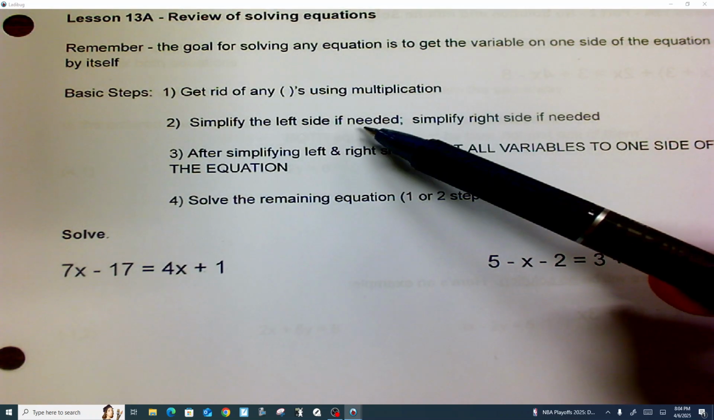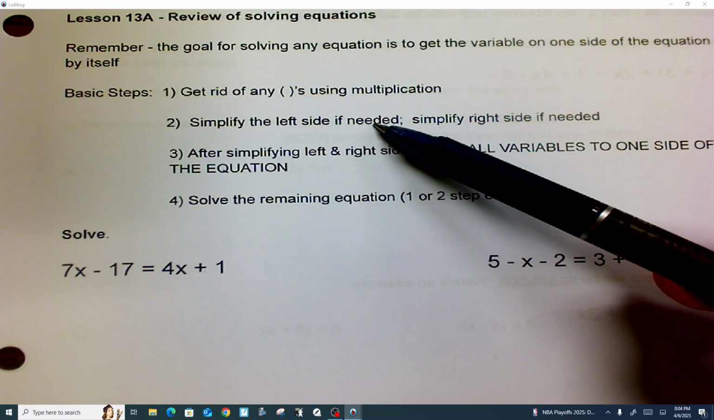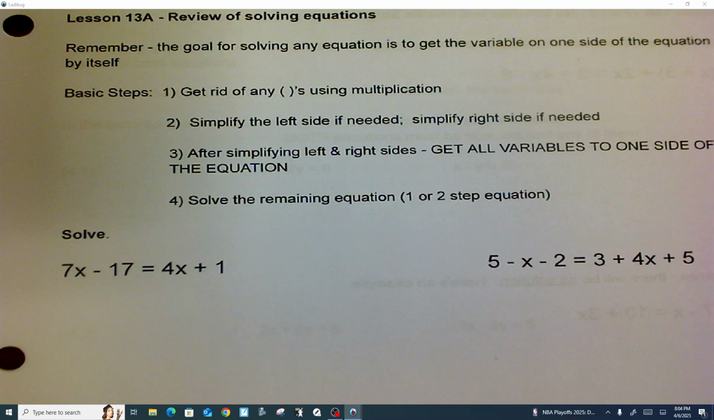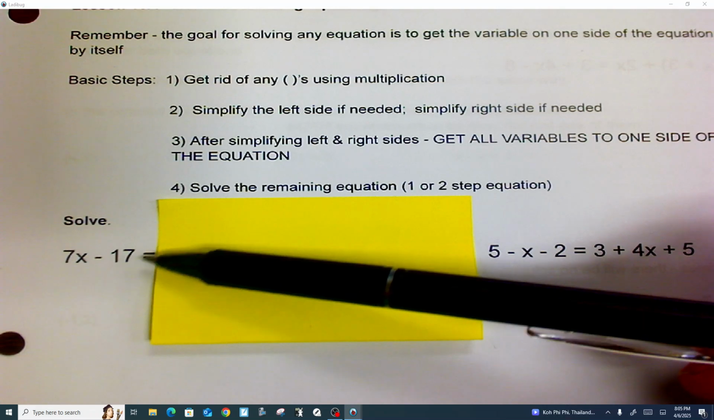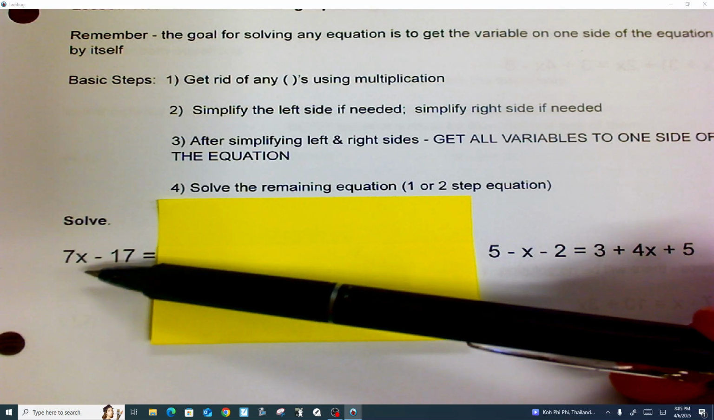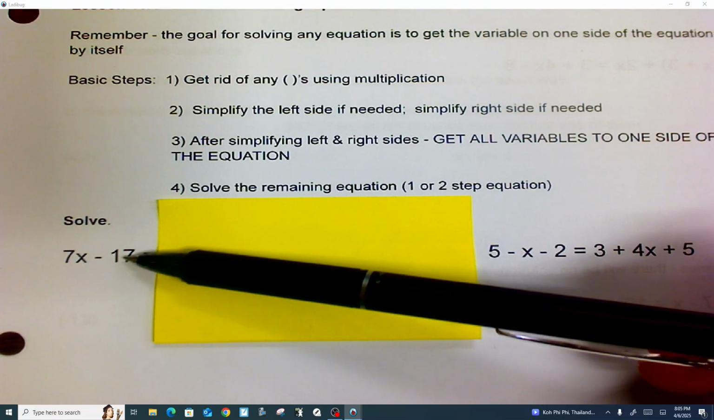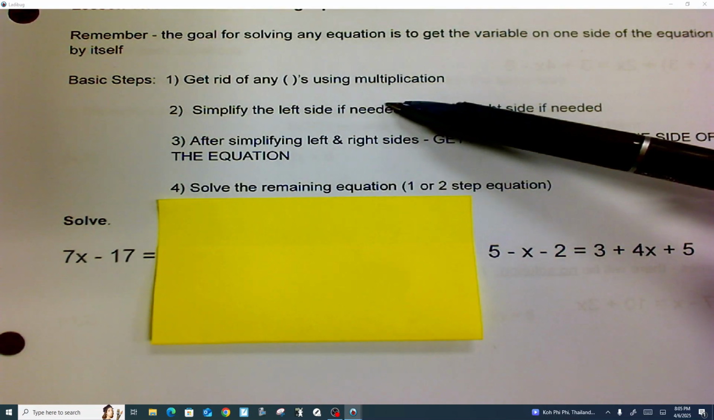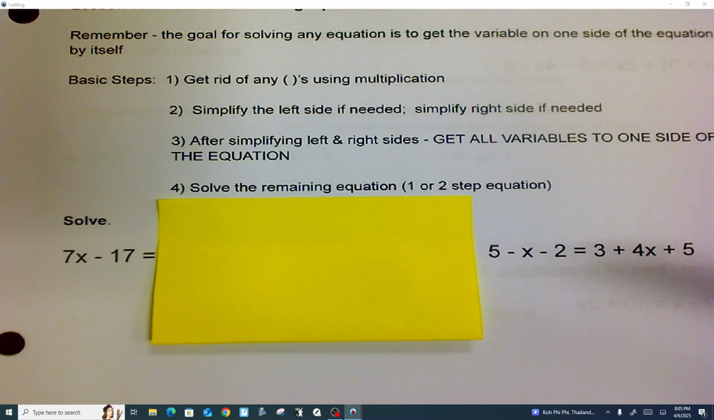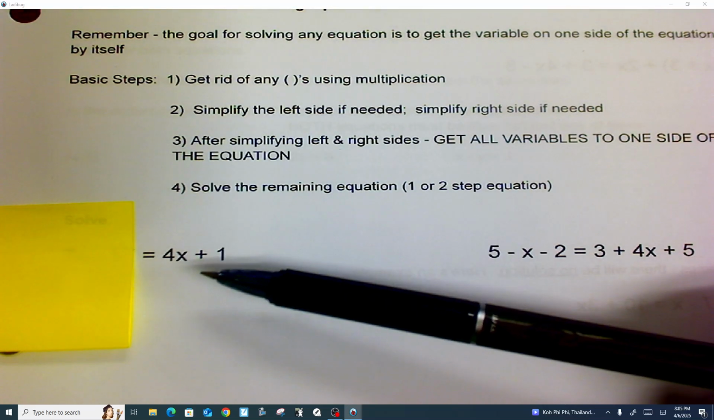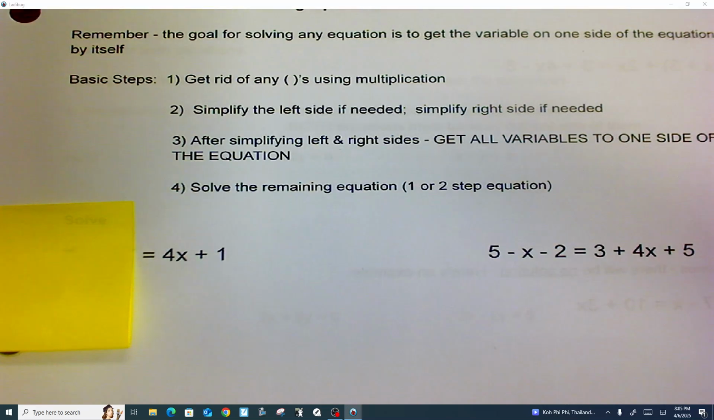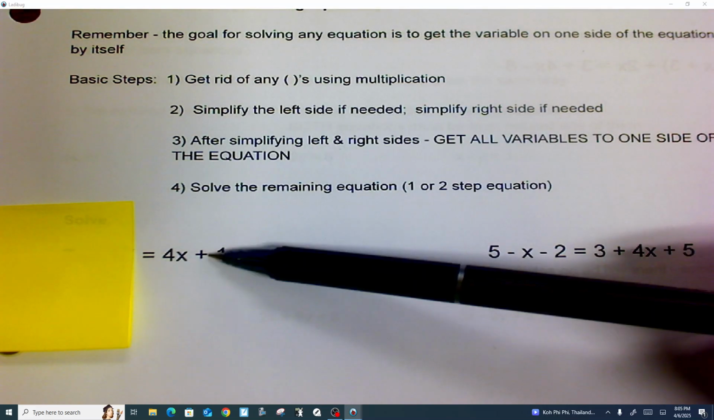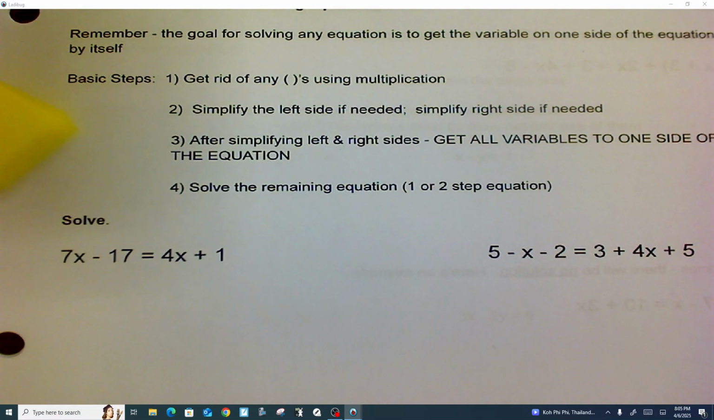Now the second step is to simplify the left side if needed, and then simplify the right side if needed. So this is what that means. You ask yourself, is there anything that I can combine together? Well, since this 7 has an x and this doesn't have an x, I cannot combine the left side. But then look at the right side of the equal sign and see if we can do anything there. We had the same issue. This 4 has an x and this 1 does not have an x, so we can't do anything. So for step 2, there's nothing we can do with this very first problem.